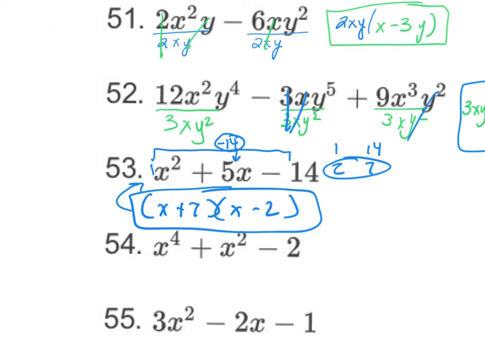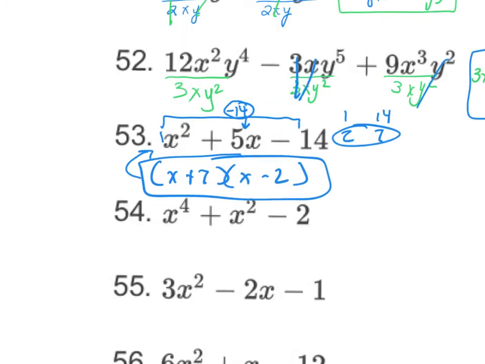Okay, same thing on the next one. Instead of x squared, I have x to the fourth. That just means I have x squared in both parentheses. What are the factors of 2 that multiply to give me negative 2 but add to give me 1? Well, that would be plus 2 and minus 1.